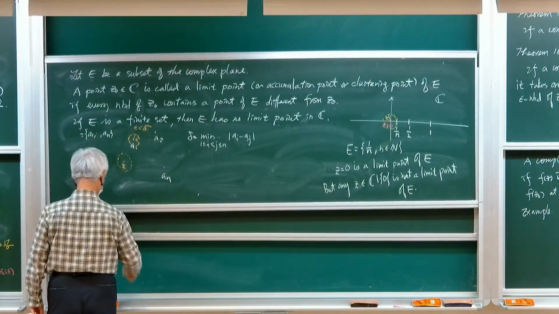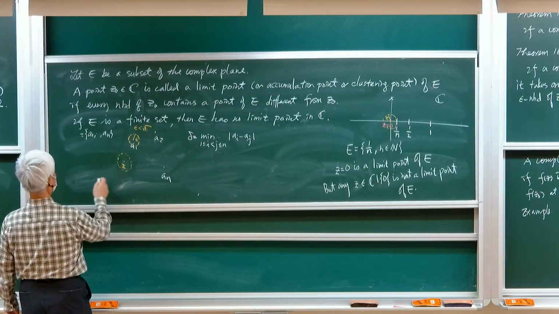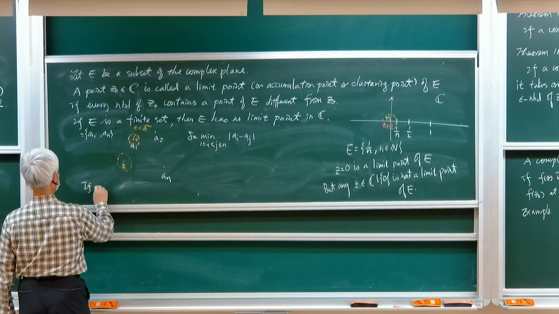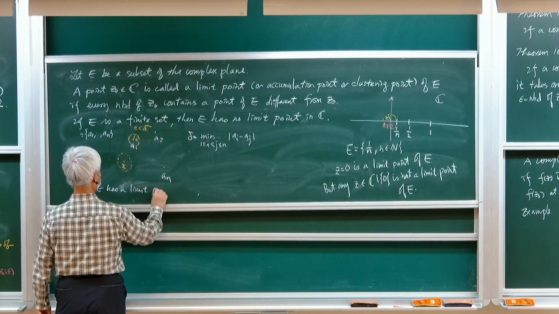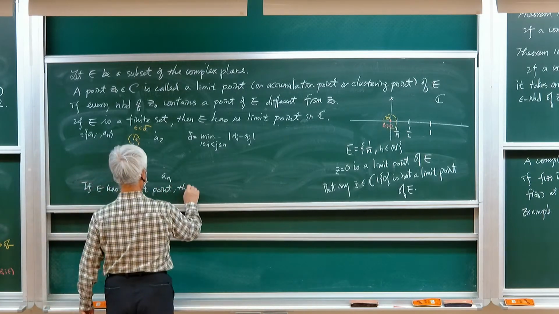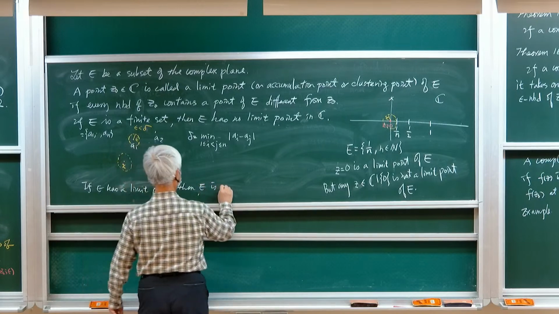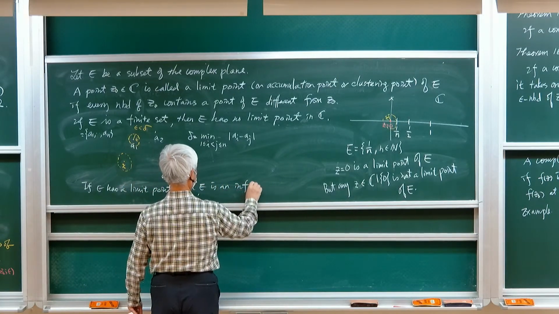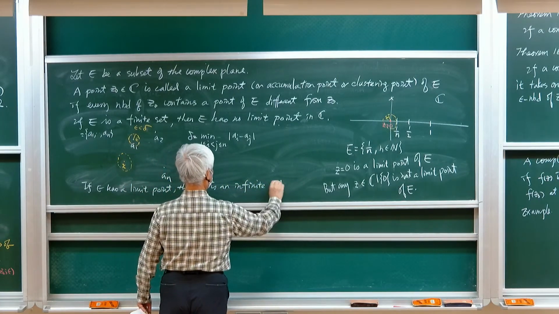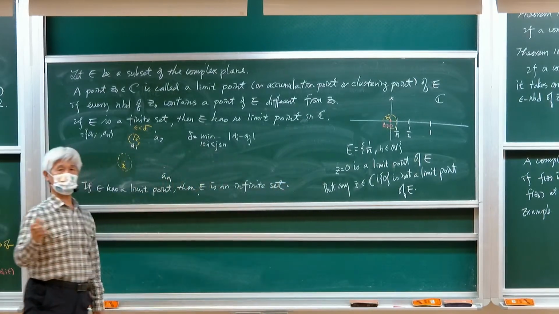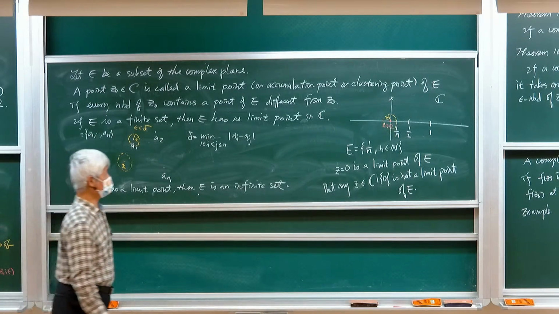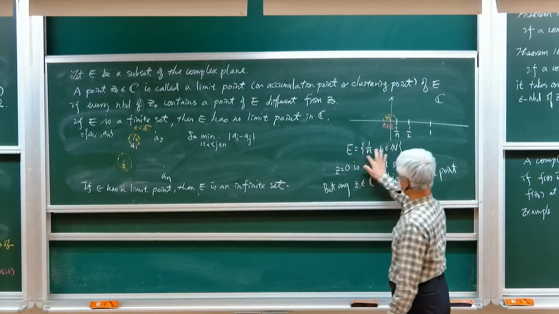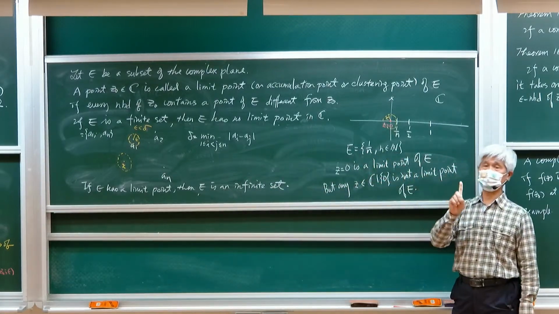So if E has a limit point, then E is an infinite set. Only an infinite set can have a limit point. Just like here, this set is an infinite set and it has only one limit point.